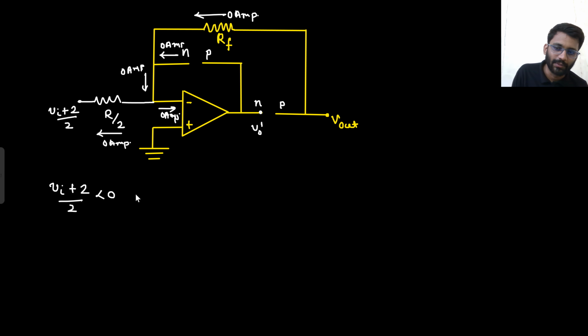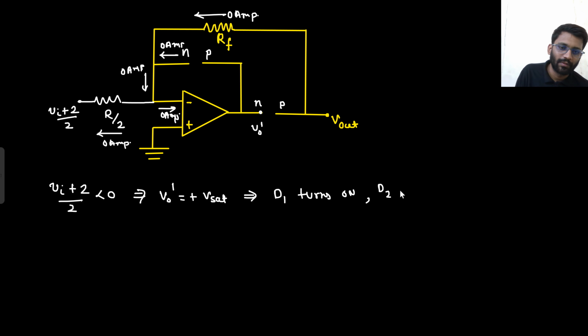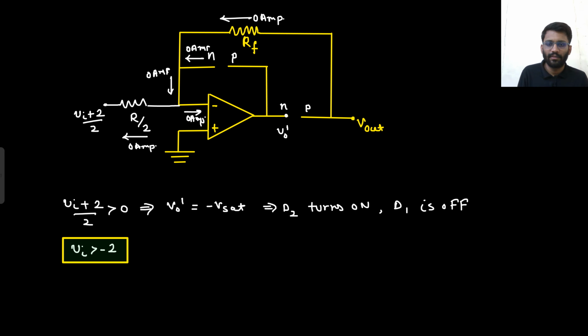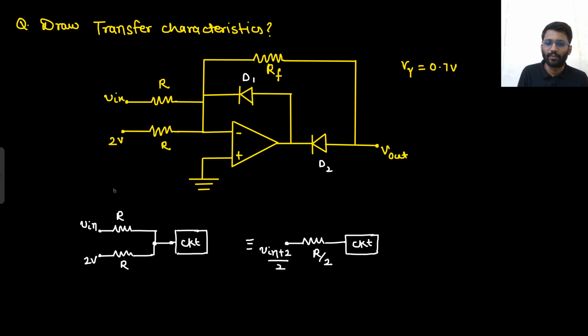If this is less than 0, then what will happen? This V naught dash would be plus V sat. If that is plus V sat, then this diode will turn on, D1 turns on, and D2 is off. This diode is turning on and D2 is off. So what will be your equivalent circuit? Let's copy the main circuit only.